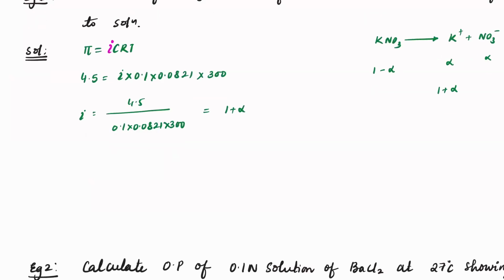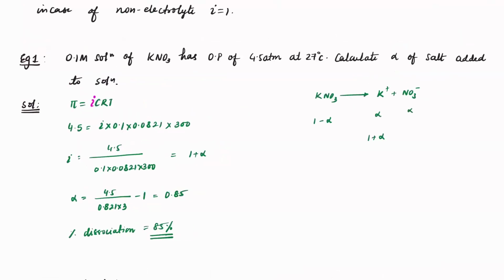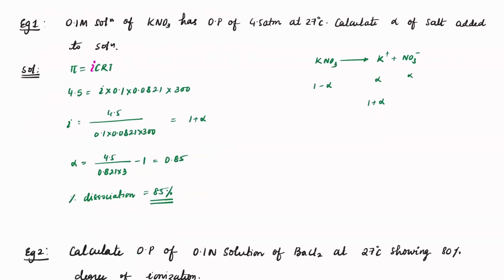So now if I calculate this, the alpha value is equal to this entire thing: 4.5 by 0.1 will become 45, and this will become 0.0821 into 3, that minus 1 is equal to alpha. So this is coming as 0.85. So the percentage dissociation of KNO3 is 85 percent. So it is 85% dissociated, hence it is showing the osmotic pressure of 4.5 atm. All of this is clear, everybody?